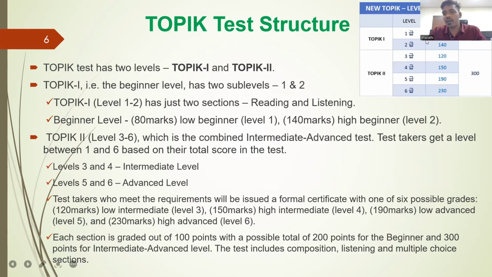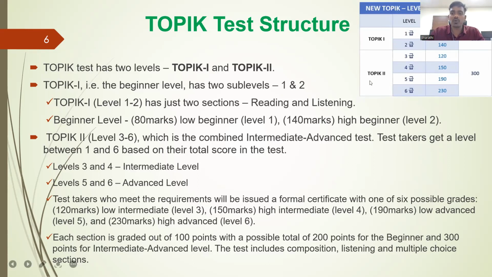here you can see the table column. So TOPIK has level 1, level 2, level 3, level 4, level 5, level 6, totally 6 levels. Out of 6, the first 2 levels come under the TOPIK 1 exam. If you get 80 points, then you are level 1. For level 2, you have to get 140 marks out of 200.